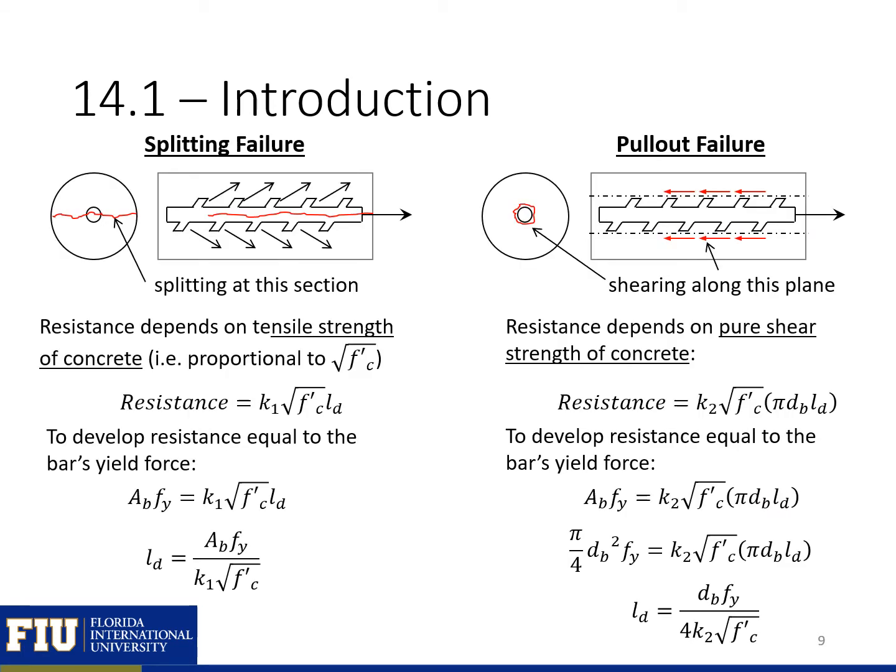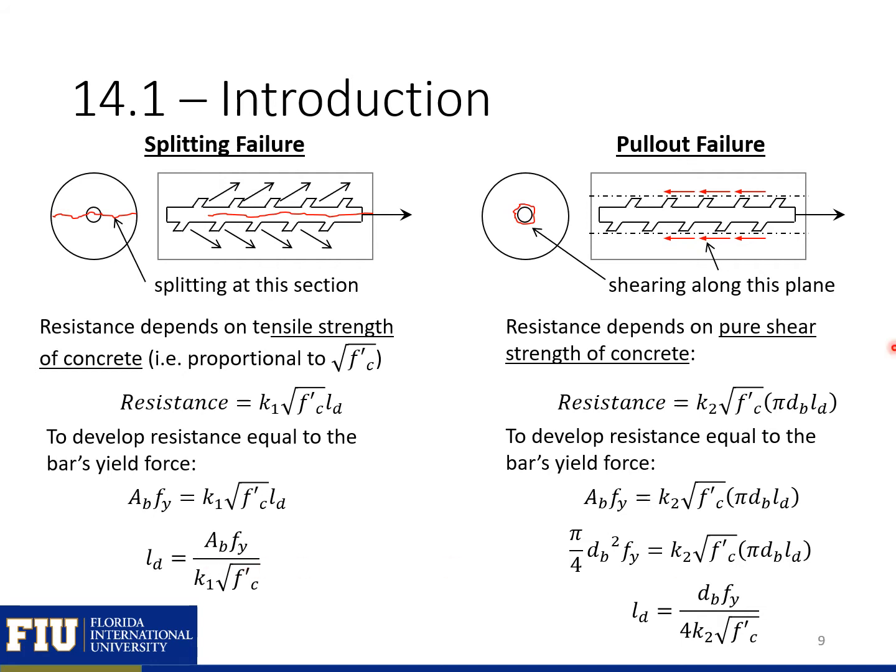In a splitting failure, the resistance depends on the tensile strength of the concrete, so it's proportional to the square root of f'c. Our resistance is then equal to some constant K1 times the square root of f'c times our development length. And the goal is that we develop the yield strength of our bar here. So the goal is to have the area of our bar times the yield strength of the bar equal to this resistance. So then we can calculate the development length here, and we can see it's proportional to the yield strength over the square root of f'c times the area of the bar.